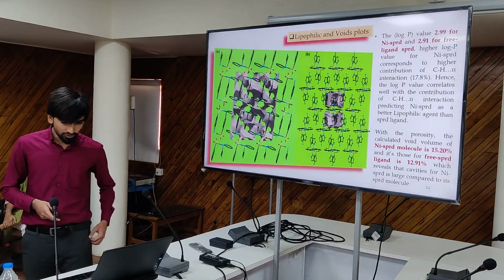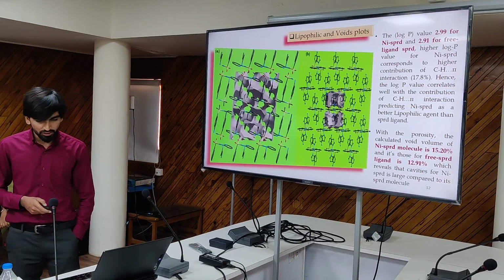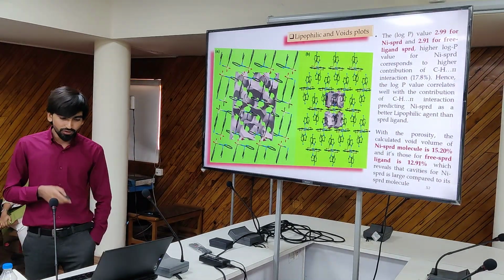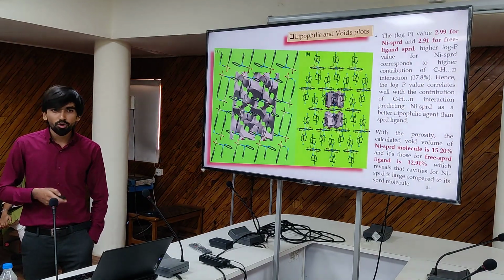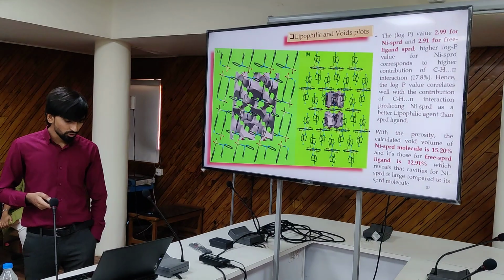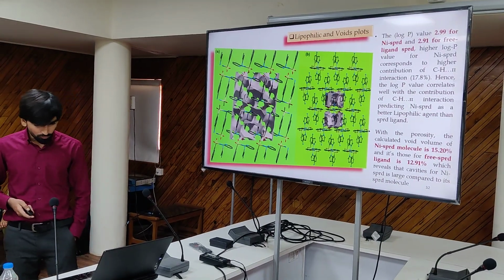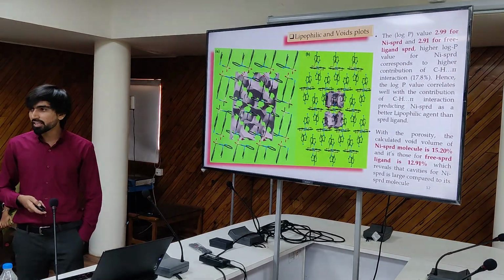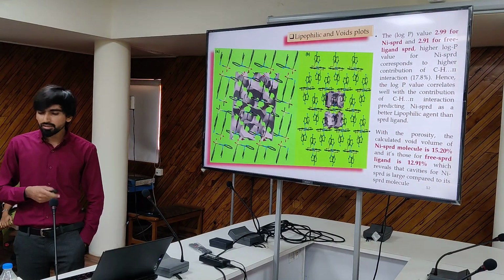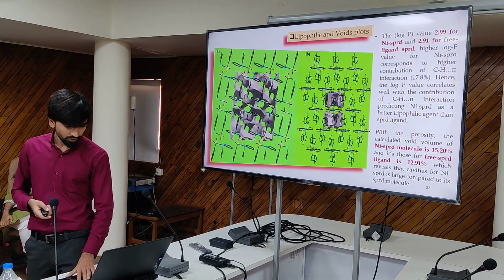This is the lipophilicity. Lipophilicity in the case of the nickel metal complex of sulfapyridine is 2.99, and in the case of the free ligand it is 2.91. So it means that the metal complexes are more lipophilic in nature compared to the sulfapyridine molecule. For the porosity, it is 15.2 in the case of nickel, and in the case of the free ligand it is 12.91. So the metal complex is more porous in nature compared to the free ligand.